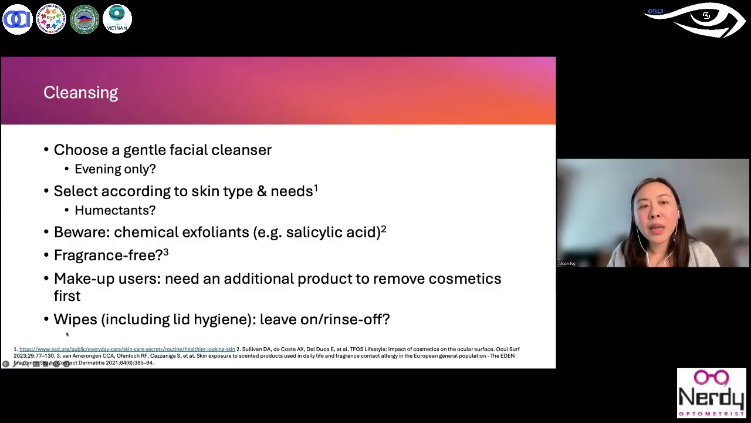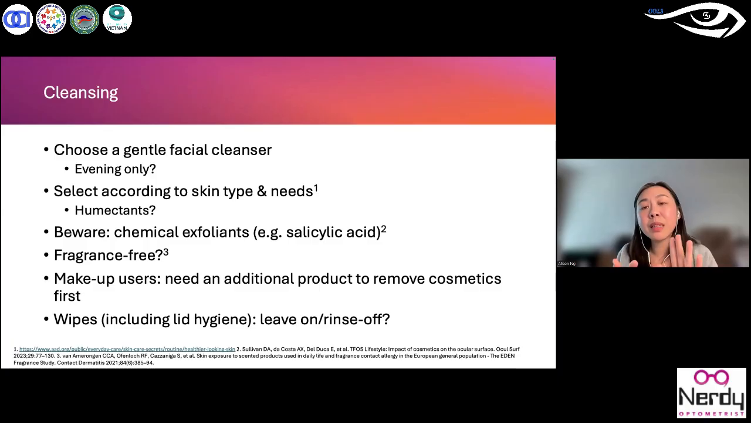I've put wipes on here, including lid hygiene as well. And that's because if you are a practitioner that is recommending eyelid hygiene in the form of eyelid wipes, and this also can apply to some of the facial wipes that exist on the market, double check and be familiar with the instructions of use. Some of them will explicitly say that they need to be rinsed off after use. Okay, so really being sure that you are telling your patient to do the right thing.